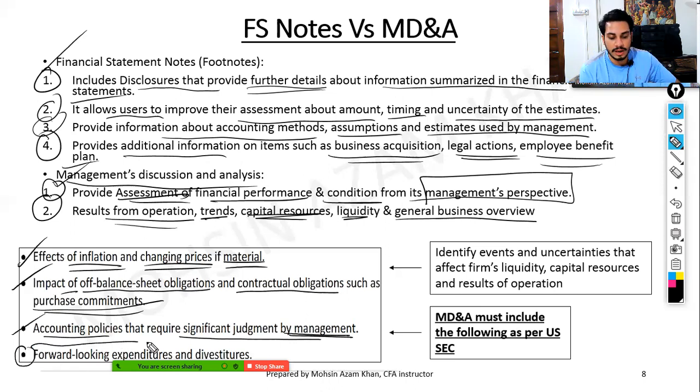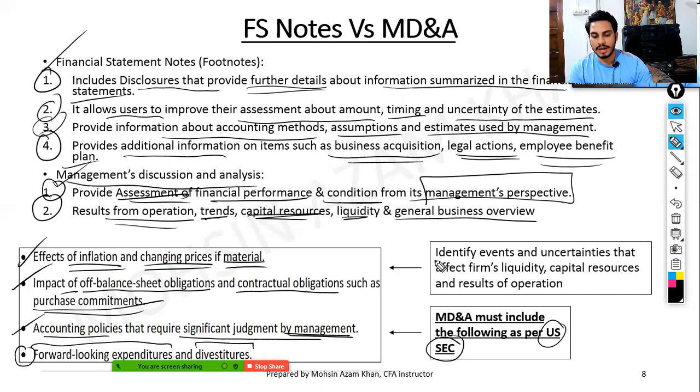And fourth, forward-looking expenditures and divestitures. Forward-looking expenditures means the projection of what expenditures you will be making in the future. That must be reflected in the management discussion and analysis. And divestitures: what portion of the company are you thinking about selling or scrapping? That's the divestiture, you're separating that from your company. These items must be part of the management discussion and analysis as per the US Securities and Exchange Commission.